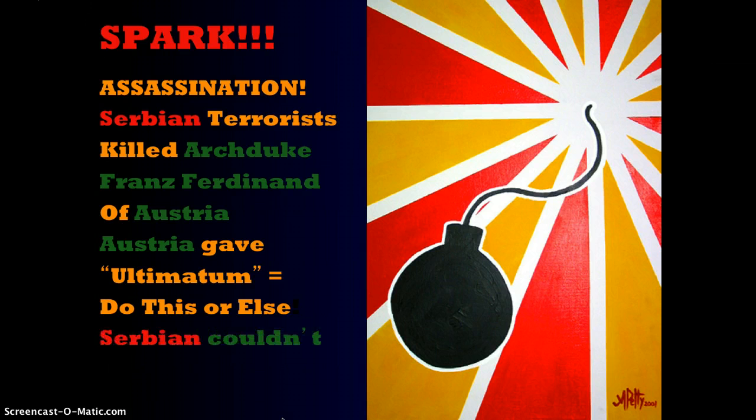They had to do all of these things, and Serbia felt like they couldn't do these things because if they did so, they would lose their sovereignty, or their ability to control their own country. They were worried about Austria because they knew it was an empire. They were worried about imperialism and them being attacked, and so Serbia said, we cannot do this.